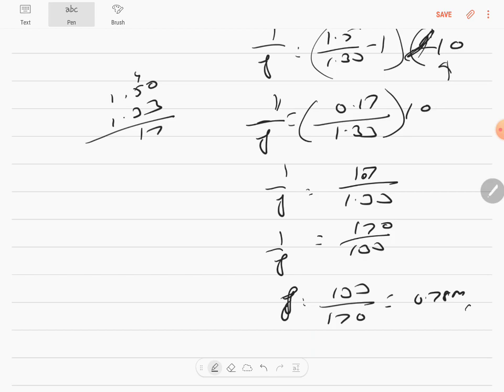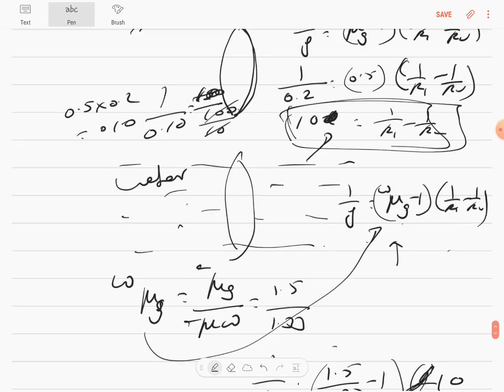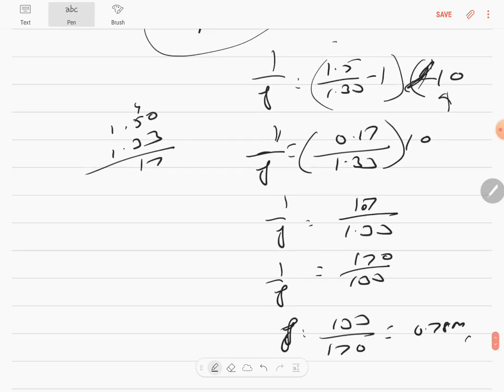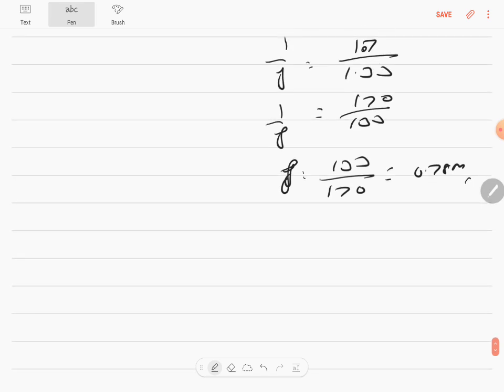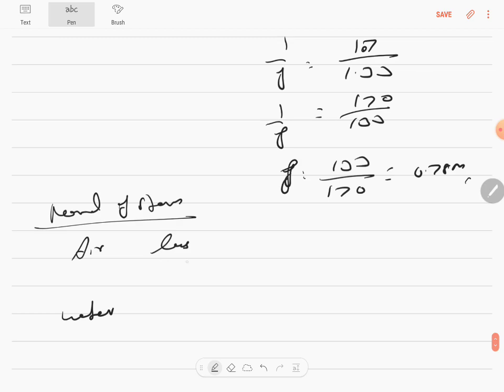So for the same lens, the focal length is changing. Do you notice that? The focal length in air was given to be 0.2. The focal length in water is now found to be 0.78, which means the focal length has increased when you're immersing in water. This is the moral of the story. You should know it offhand. In air, the focal length is lesser, but the moment you immerse in water, the focal length is becoming larger. Do you agree with me? Yeah. And the difference in focal length is 0.78 minus 0.20, which is 0.58, which anybody can do.